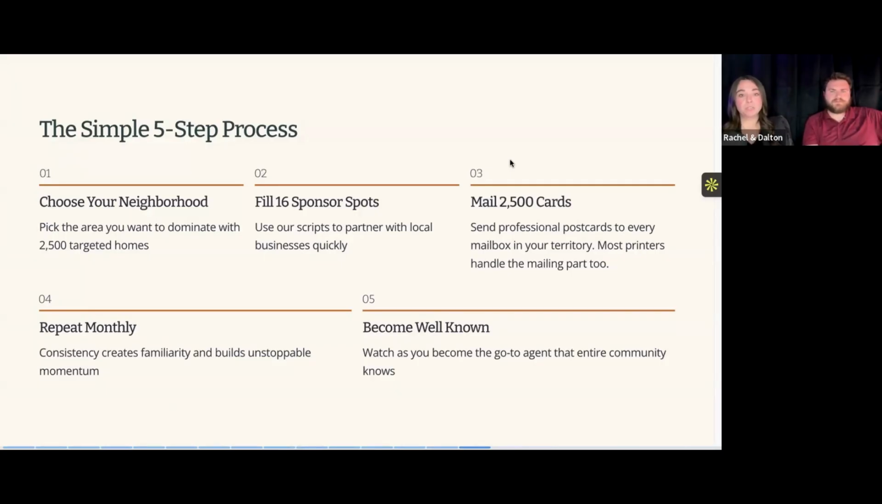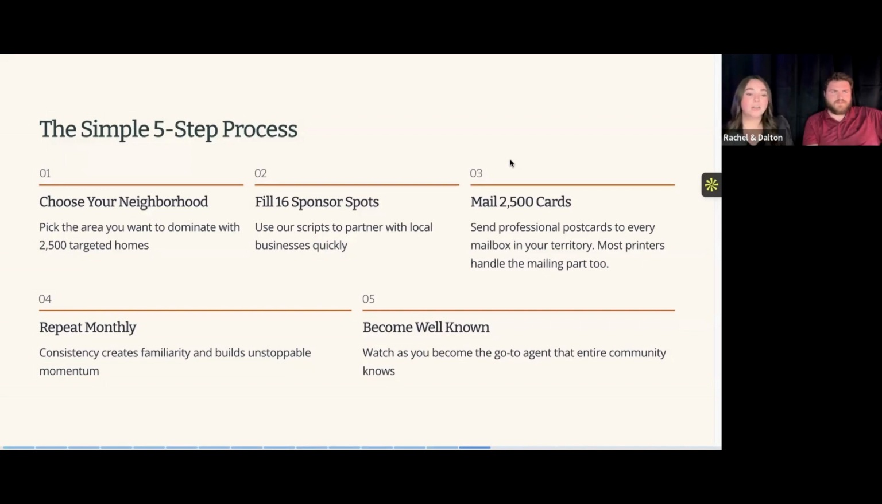So make sure you find a printer that can handle the fulfillment for you and your life will be so much easier. That means that you send your design to the printer, they print the postcards, they mail them to your local post office, and then from there, the carriers distribute them to where they need to go. So you never actually touch these postcards, which is the really nice thing.